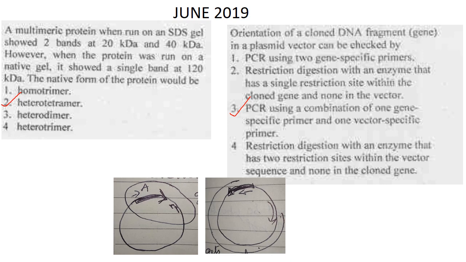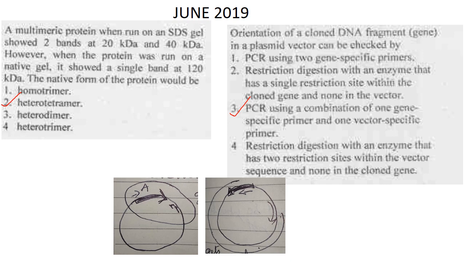So here, a protein was run on SDS gel, it showed two bands, 20 kDa and 40 kDa, but the native protein was found to be 120 kDa. So what is the native form of the protein? Whether it is a homotrimer, heterotetramer, heterodimer or heterotrimer. So here it is 20 plus 40, that is 60 kDa. You would already think that it is a heterodimer, but then the native gel showed 120 kDa.